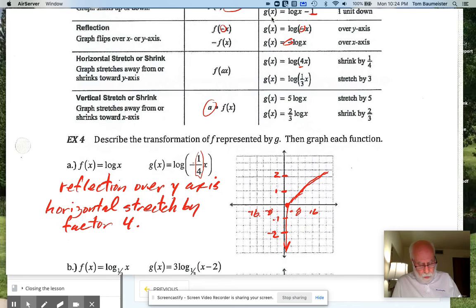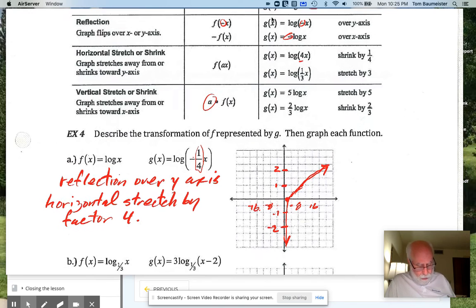And that's just our common log one that we have done before. Okay, so now we're going to do our other one here.